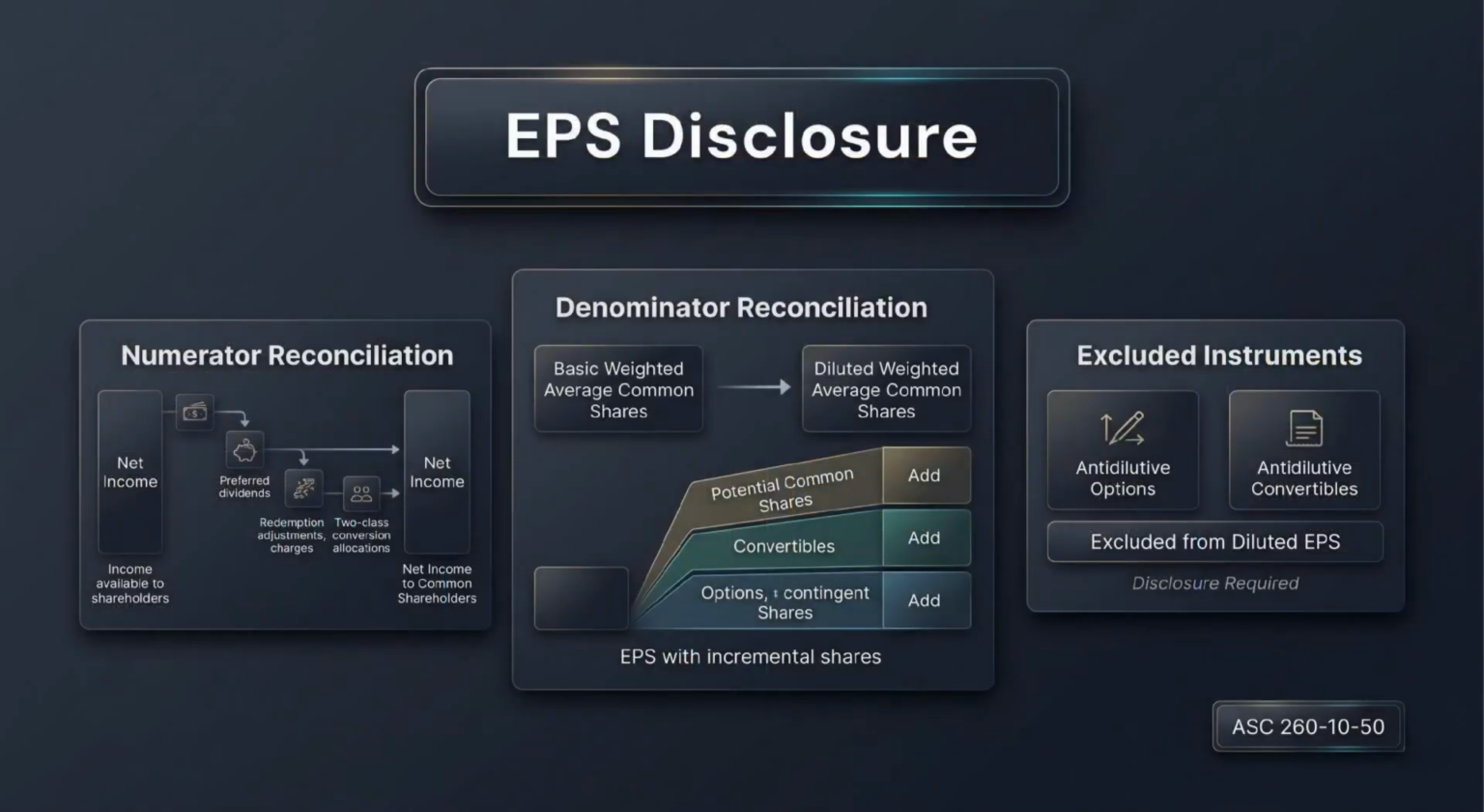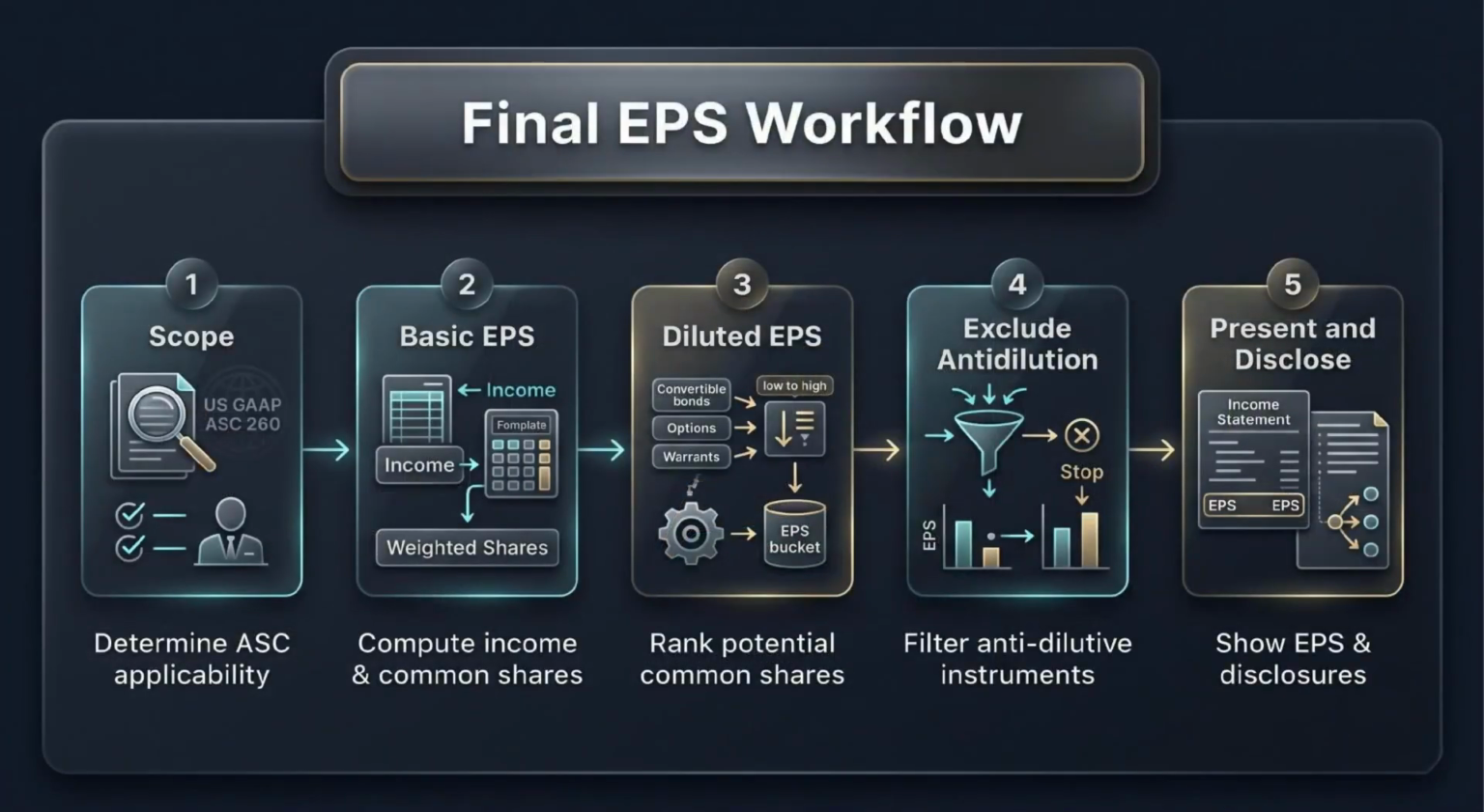EPS disclosure helps users understand how the numbers were built. A good disclosure reconciles net income to income available to common shareholders and reconciles basic weighted average shares to diluted weighted average shares. It also identifies instruments excluded from diluted EPS because they were anti-dilutive. This matters because two companies may report the same diluted EPS number but have very different potential dilution sitting outside the calculation. Use this final workflow on every ASC 260 question.